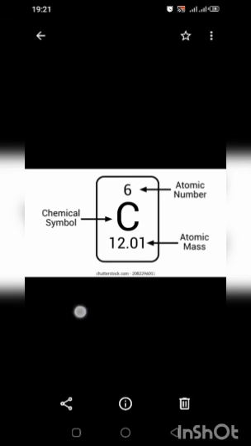An element is a chemical substance which contains the same atoms and cannot be broken down into further particles. On the periodic table, an element is displayed like this. It shows the atomic number on top, which is the number of protons in the nucleus, the chemical symbol, which shows the type of atom, and the atomic mass, which is the total number of particles in the nucleus. That is the number of neutrons plus the number of protons.